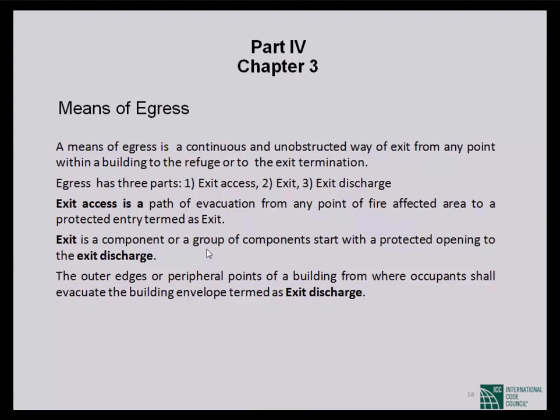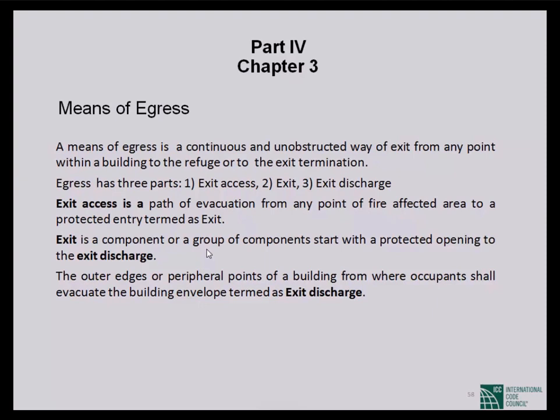And sometimes the exit is a door, sometimes not only a door but a landing, a stair, and at the end of a stair, that is the exit, and after that is the exit discharge. So sometimes an exit is the entry of the fire door, and then a long distance of walk.